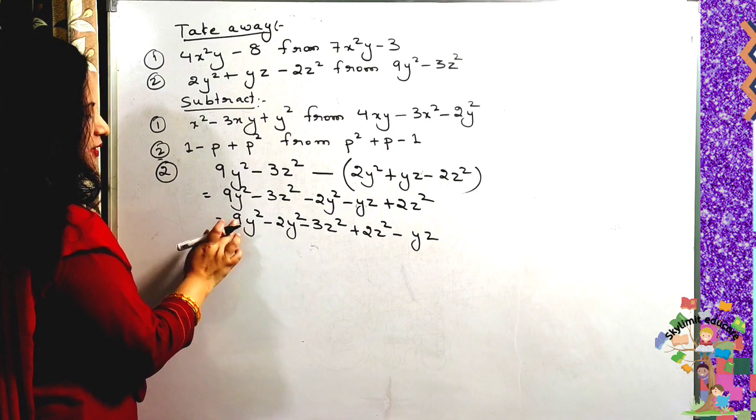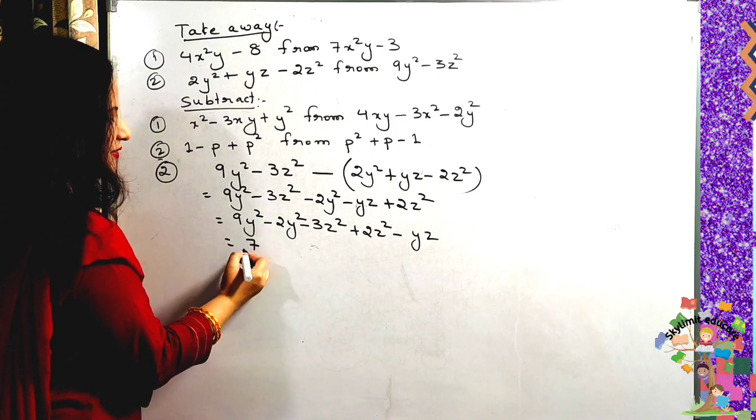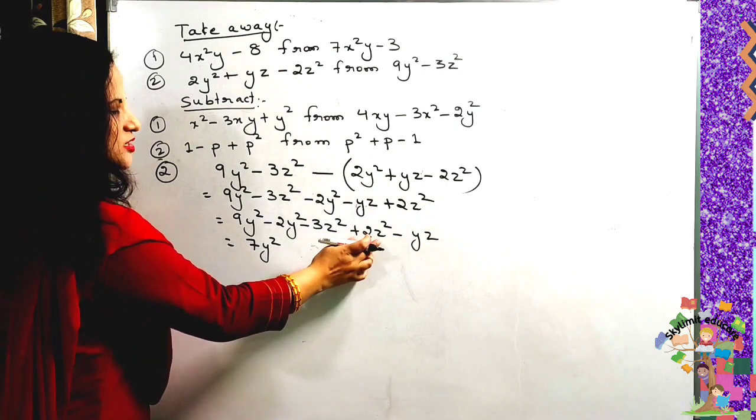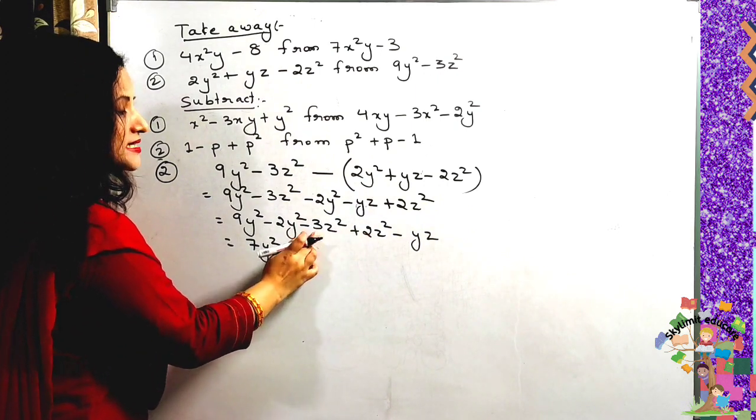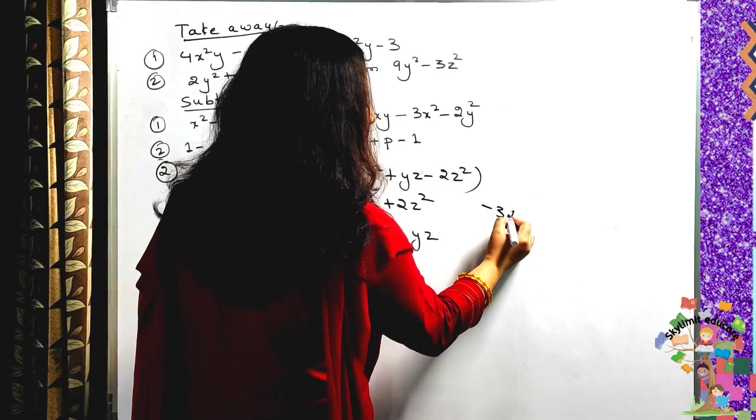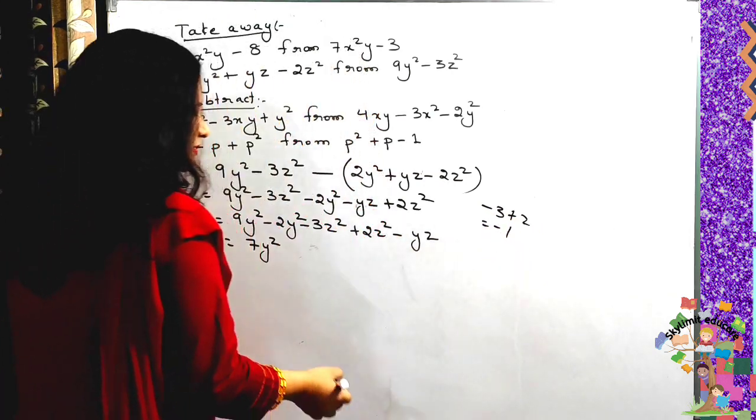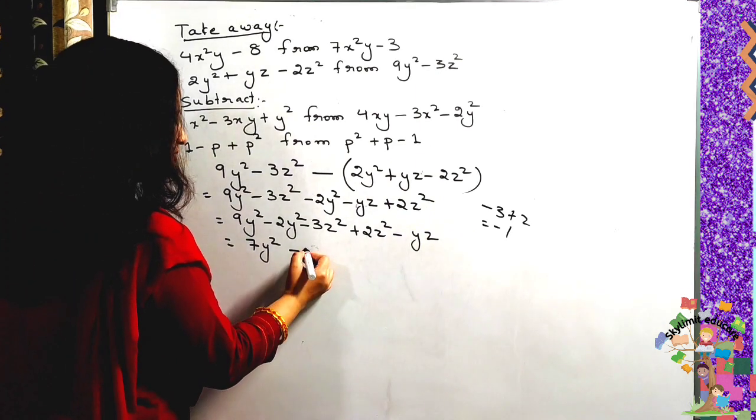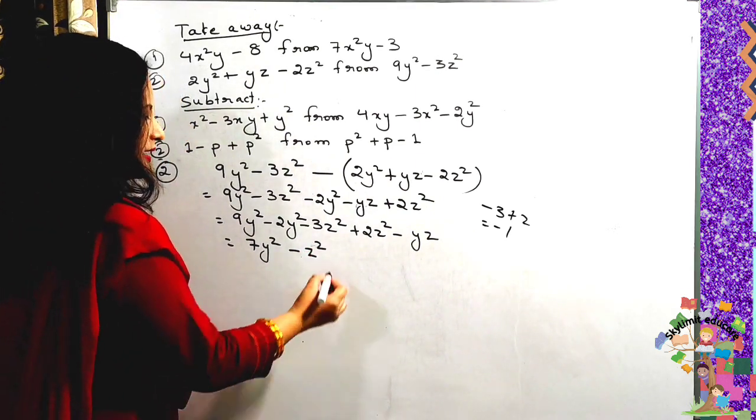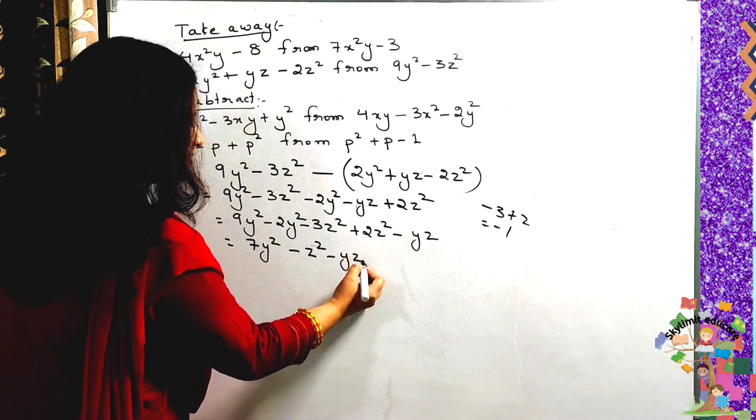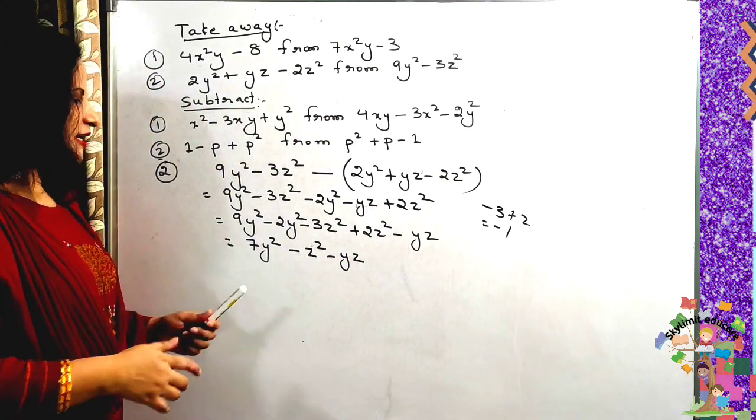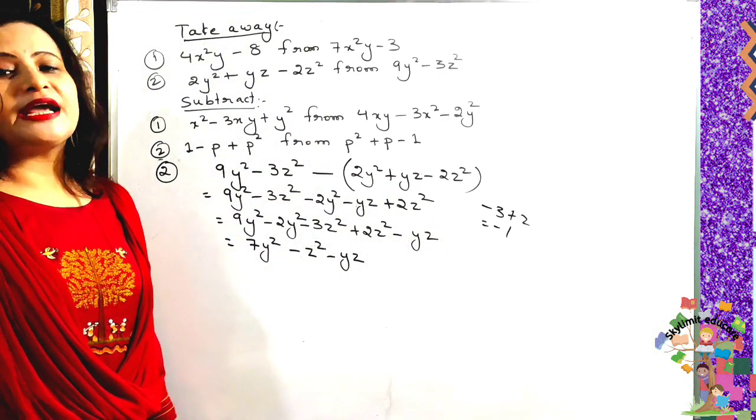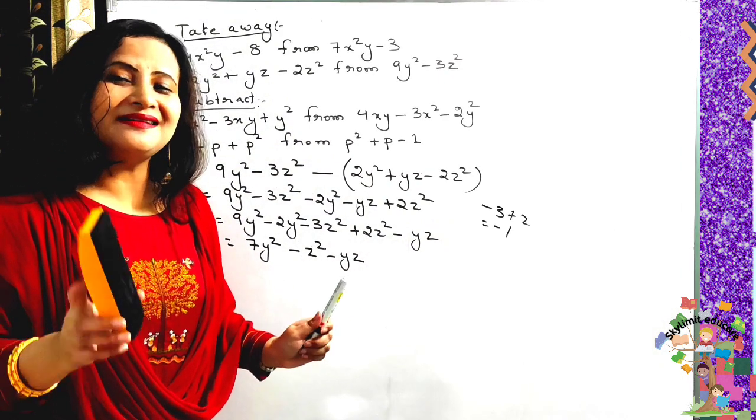Now y square both are same, both are like terms. So 9 minus 2 will give me how much? 7. And the literal coefficient is y square. Very simple. Z square both are like terms. Minus 3 plus 2 will be minus 1. So I will write minus, and 1 no need to write. So I will write simply minus z square, and then minus yz, and this cannot be solved. Now you can see all are unlike terms. So I told you we cannot add or subtract unlike terms.